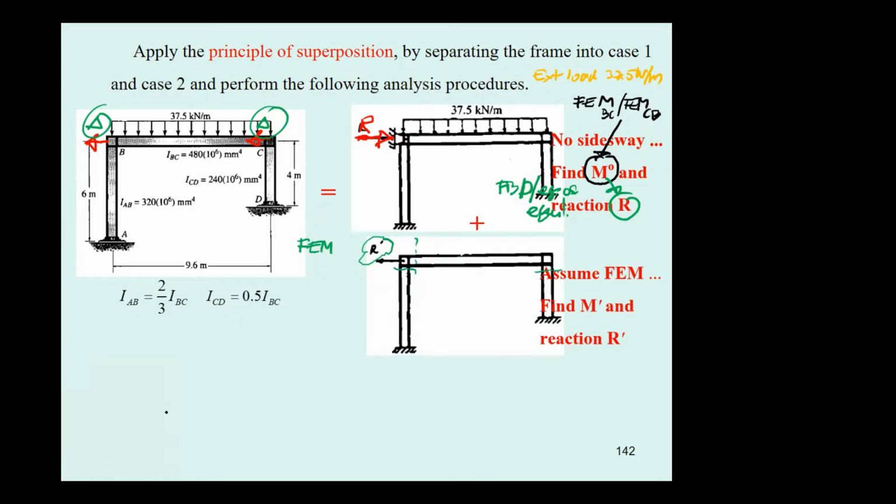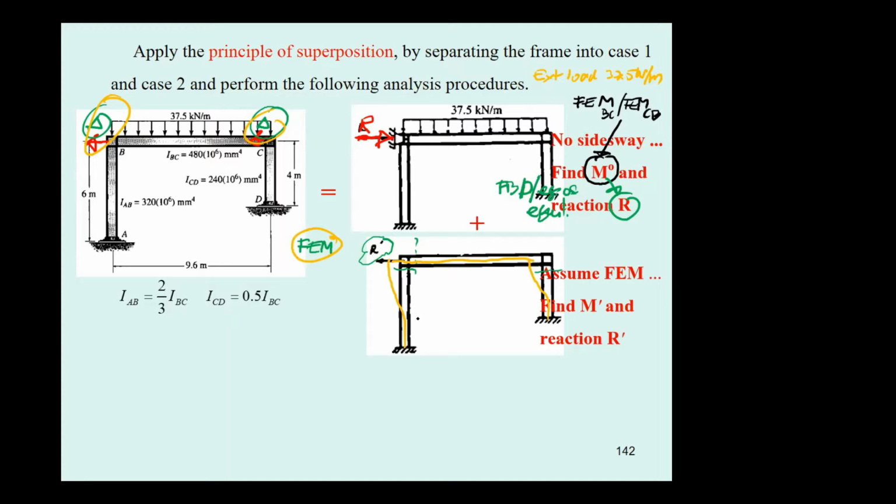So for this one again, you just let your frame deform. When the frame has this kind of delta, the beam has no change in shape, because the shape of the beam has changed already from the first case. By doing this, you have the fixed end, and you're going to assume the fixed end moment.